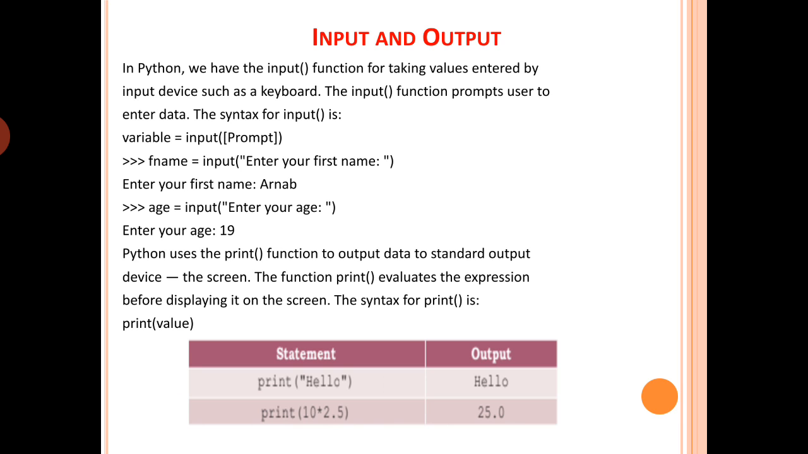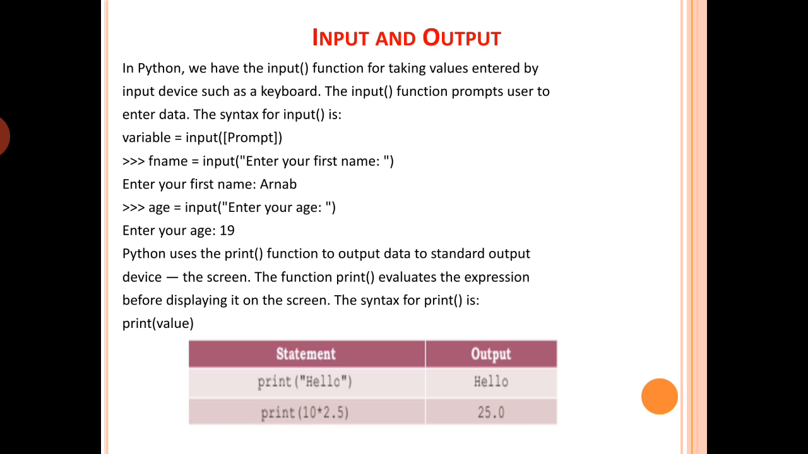Now let me explain it with the help of an example. Here, fname is the name of the variable. Then we have used the assignment operator equals sign. Then we have used the input function, and this is the string which we want to display at the time of entering the information from the keyboard, that is, enter your first name. Now when this statement is executed, it will give us the message enter your first name, and we have entered Arnab.